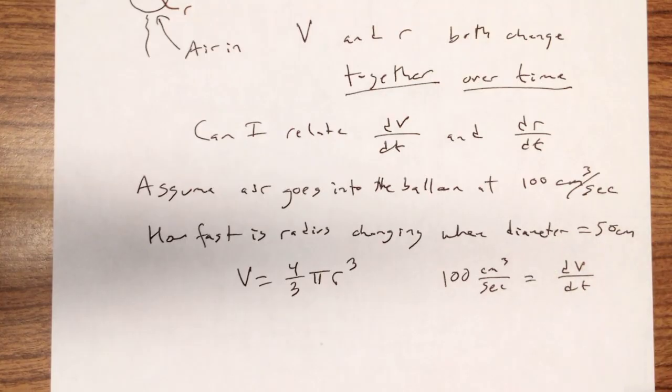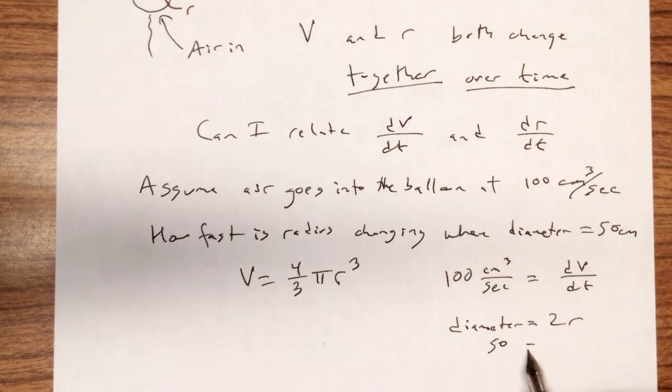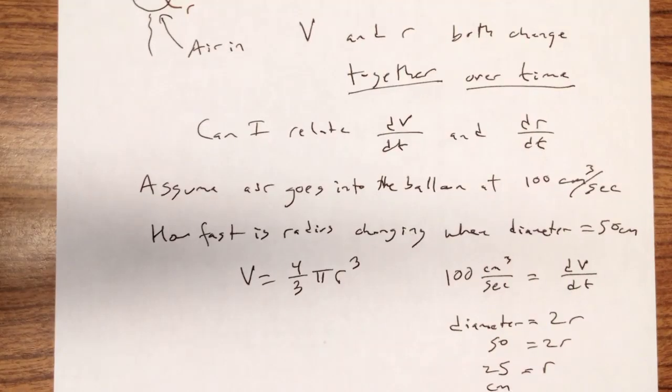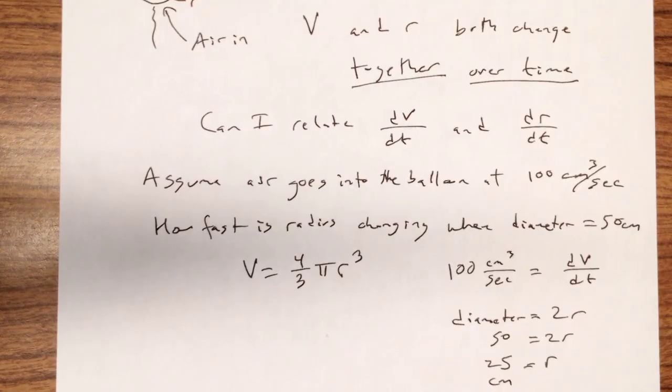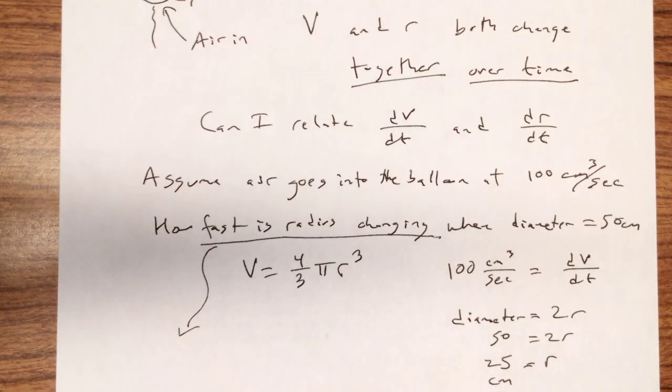And this diameter, oh, wait a minute, diameter is not mentioned down here at all. Oh, right, diameter is twice radius. So if I know that the diameter is 50 centimeters, then I know that the radius is 25 centimeters at that point in time. But what I want to find is how fast the radius is changing. What's that? That's a rate of change. That's a derivative. And it's not just any derivative, it's dr dt.